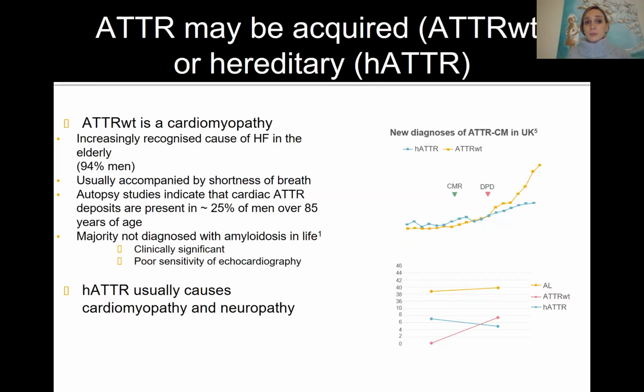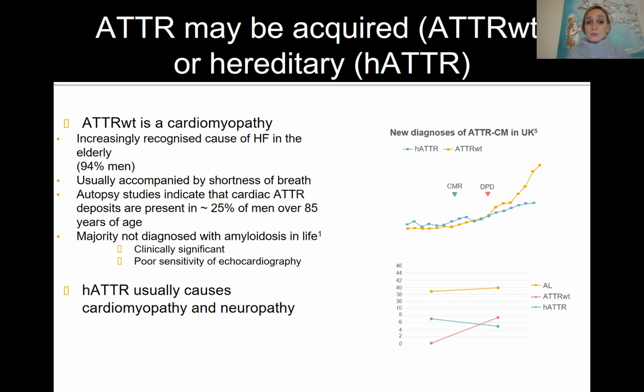The other main type of amyloidosis is ATTR, or transthyretin amyloid. In transthyretin amyloid, there's a protein called transthyretin that is normally produced by the liver, but in this instance it misfolds and deposits as amyloid into the different organs and tissues. There are two main types of cardiac amyloidosis. Wild type ATTR amyloidosis, where the phenotype is a predominant cardiomyopathic phenotype, is emerging as an increasingly recognized cause of heart failure in the elderly, and there's a clear male prevalence, with 95% of the patients being male.